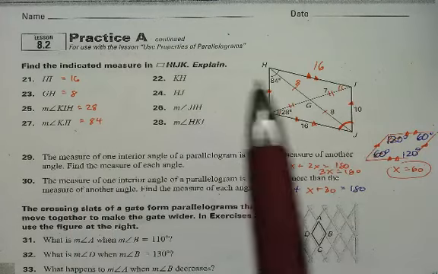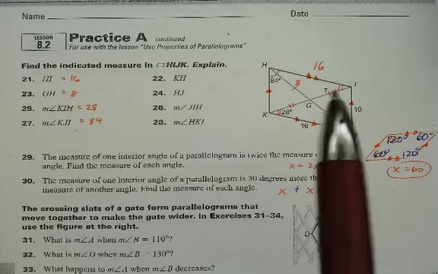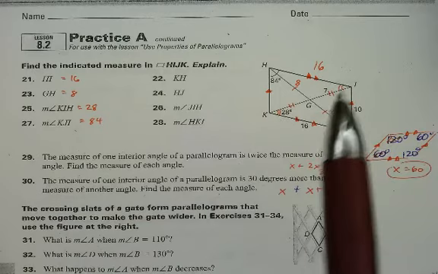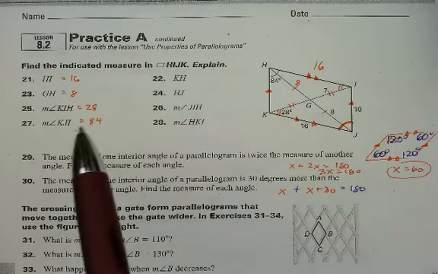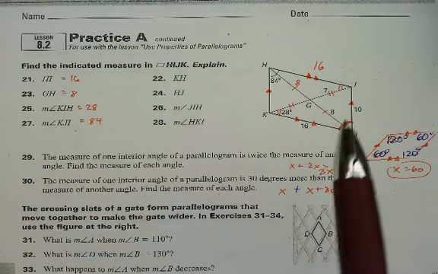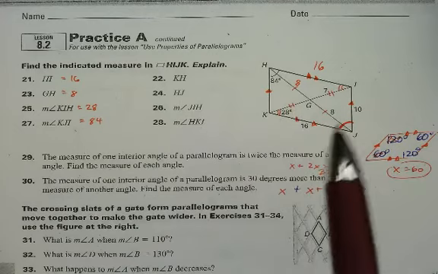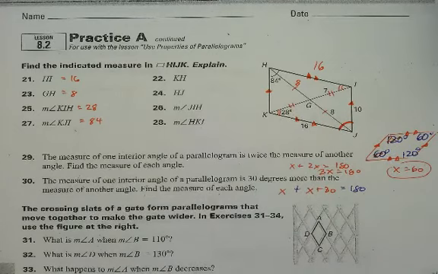Number 25, measure of angle KIH. Angle KIH is this guy right here. It's the one with the two arcs on it. It's going to be the same measure as its alternate interior angle, remember? So those are the same. What's the measure of angle KJI? That's this big angle right here. It's the same measure as the one that has the one arc up here. So it's 84. Opposite angles of a parallelogram are congruent.